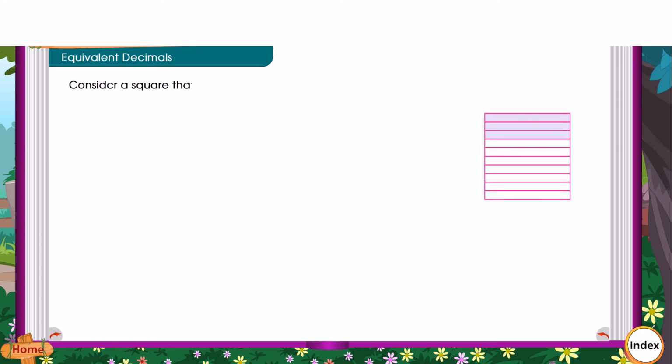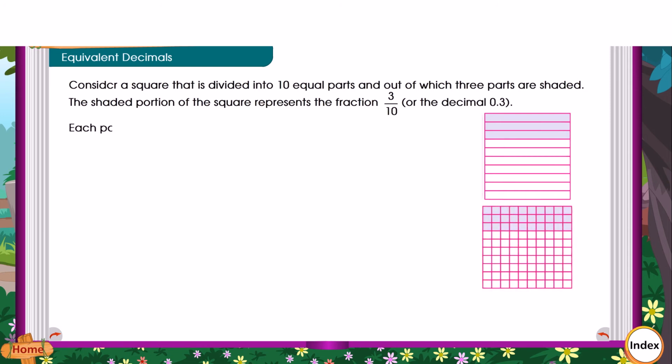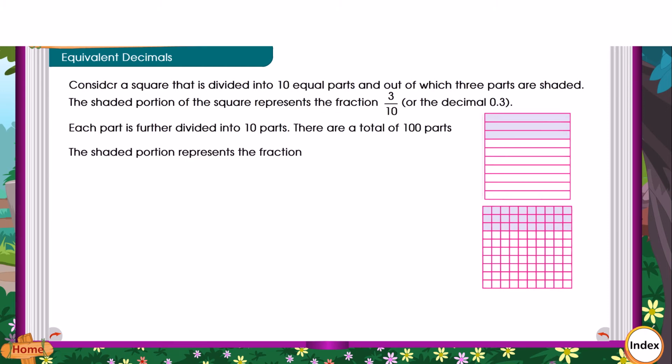Equivalent decimals. Consider a square that is divided into 10 equal parts, out of which 3 parts are shaded. The shaded portion of the square represents the fraction 3 by 10 or the decimal 0.3. Each part is further divided into 10 parts. There are a total of 100 parts. The shaded portion represents the fraction 30 by 100 or the decimal 0.30.